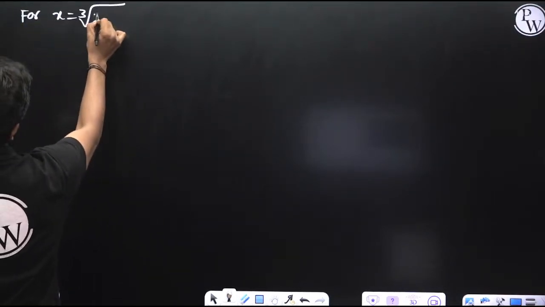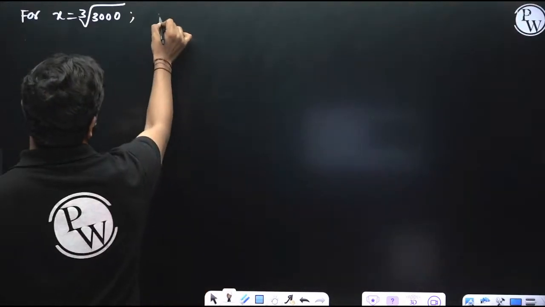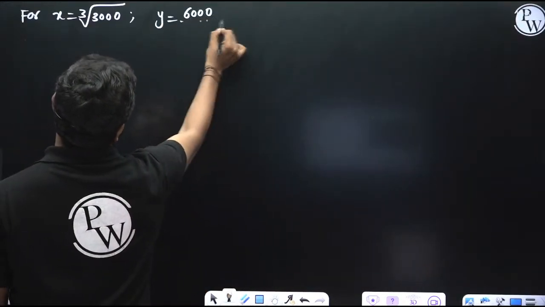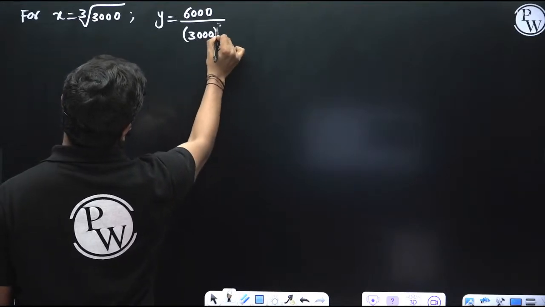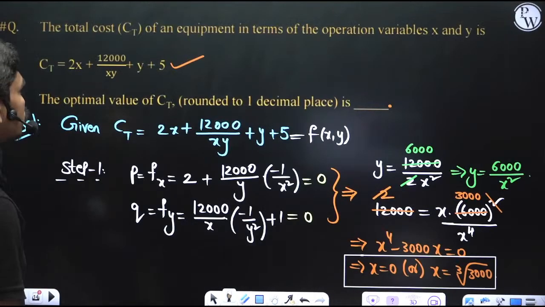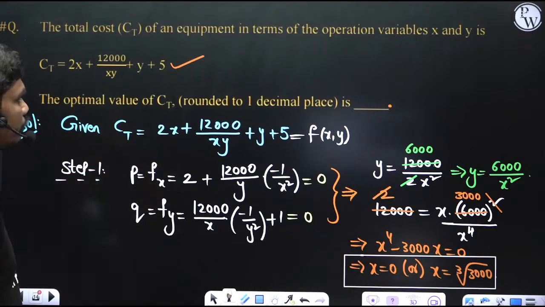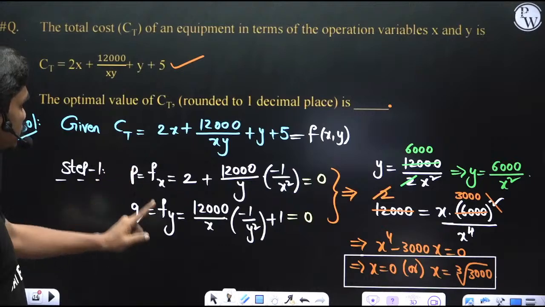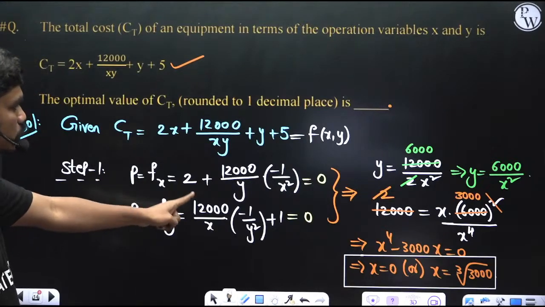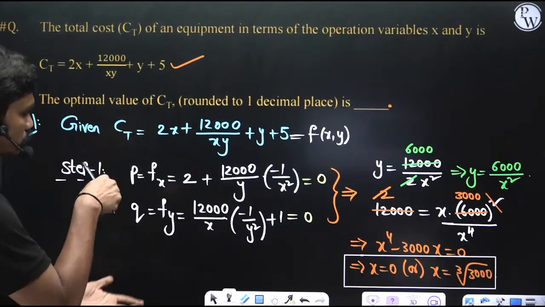For x equal to cube root of 3,000, what is y? y is equal to 6,000 by x square, which is 3,000 whole power 2 by 3 is what you get. So this is the function 6,000 divided by 3,000 whole power 2 by 3. We have a plus 5 of course. So 2xy, the function is correct, right? So 12,000 by xy plus y plus 5 of course. Then p is equal to fx, which is equal to 2 minus 6,000 by x square of course is equal to 0, correct?